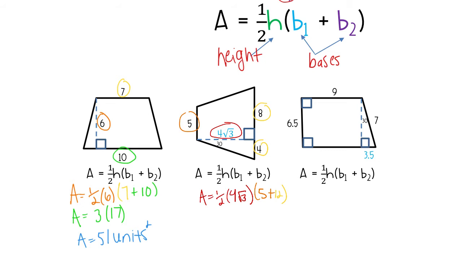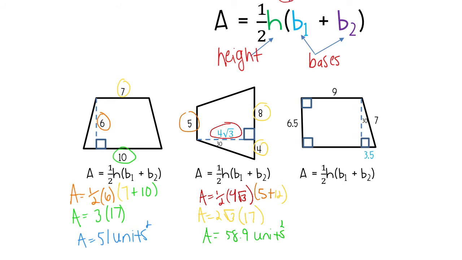So we've got half of 4 is 2. So the area is 2 square root of 3 times 5 plus 12 is 17. We can multiply these all together. Give me a decimal answer. Area is 58.9 units squared.